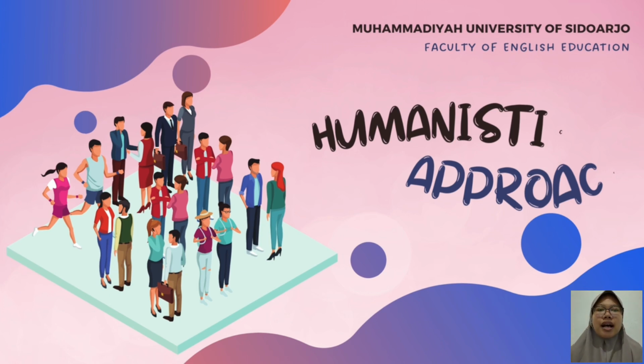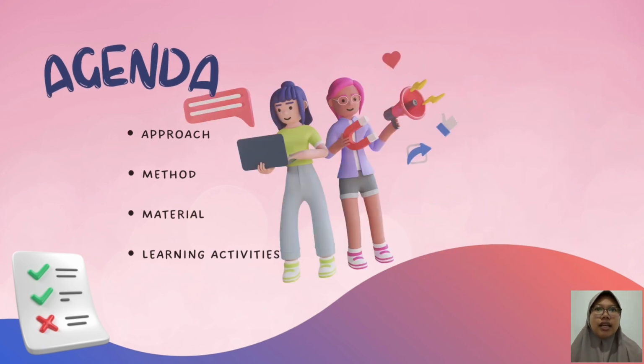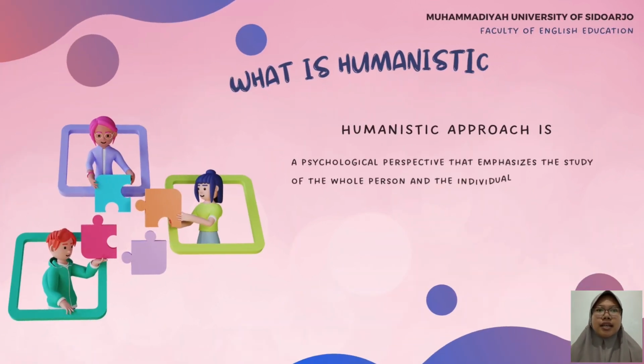Before I tell you about what humanistic approach is, I will read the agenda. The first agenda is the approach, the second is method, the third is material, and the last is learning activities. Let's move to the first agenda.